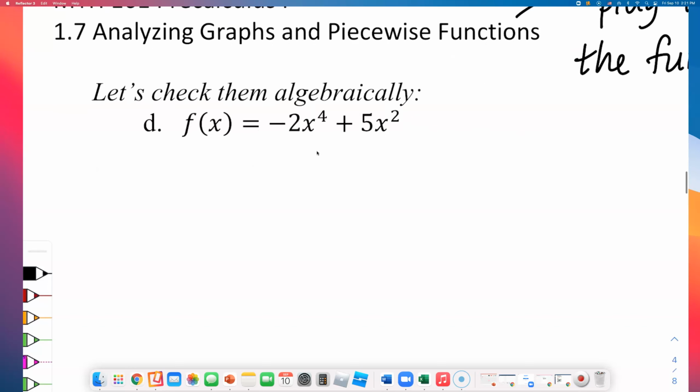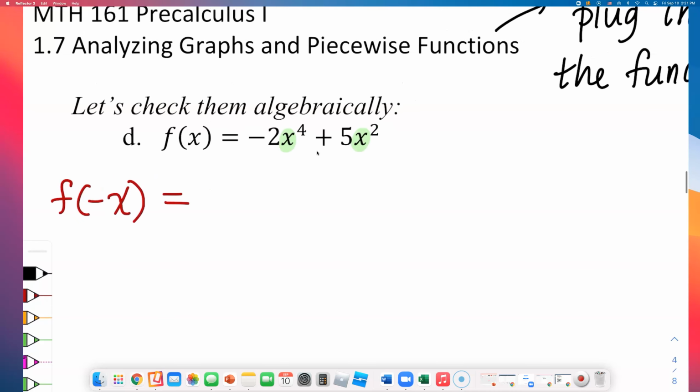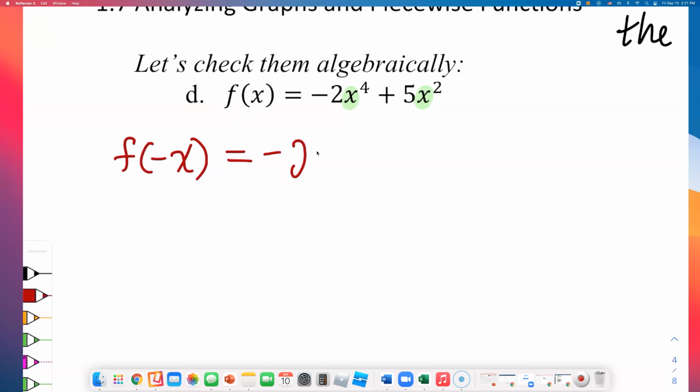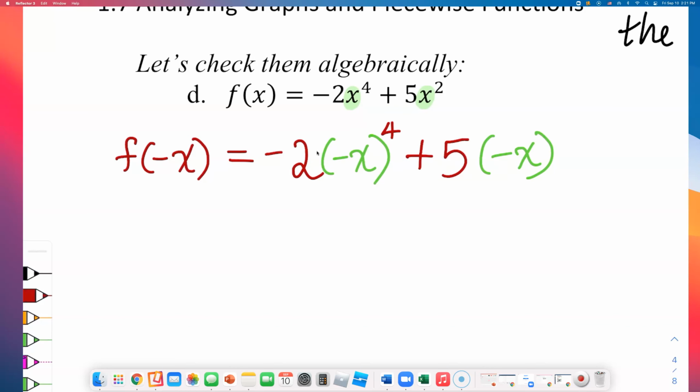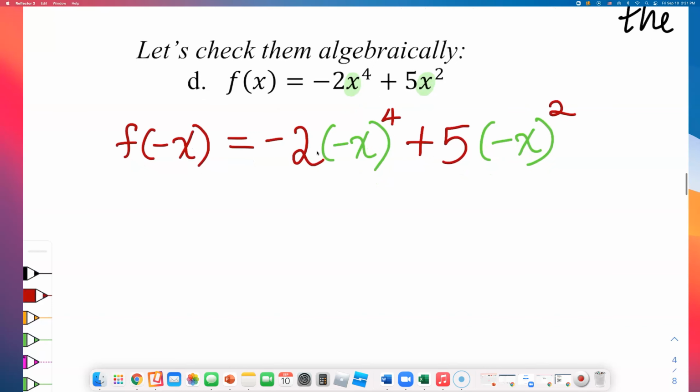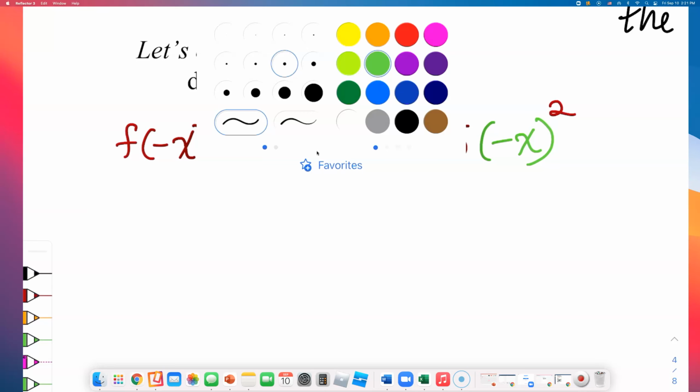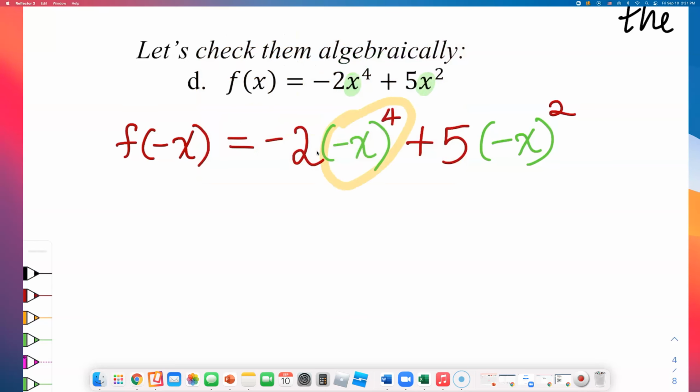To check it algebraically, I'm going to find f of -x, which means everywhere you see x, plug in -x. So that will be -2 times (-x) to the 4th power plus 5 times (-x) squared, okay? And now we're going to simplify these power terms, okay?